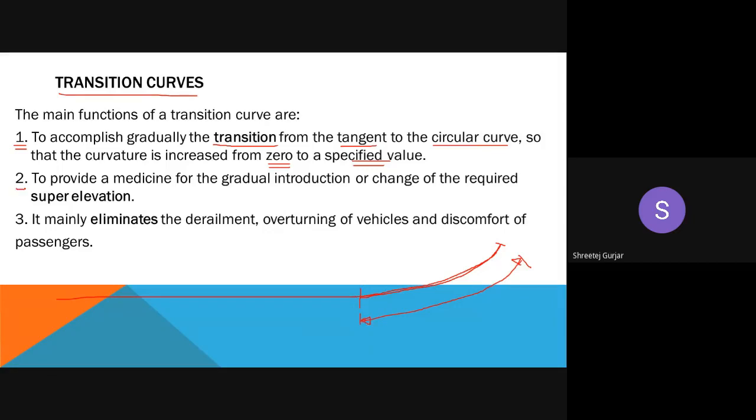The second important function of a transition curve is to provide a means for gradual introduction or change of the required super elevation. We need to provide a super elevation, but to do so we cannot directly raise the outer edge. We have to gradually increase the outer edge. For that also we require this transition curve. I will explain super elevation using an image.